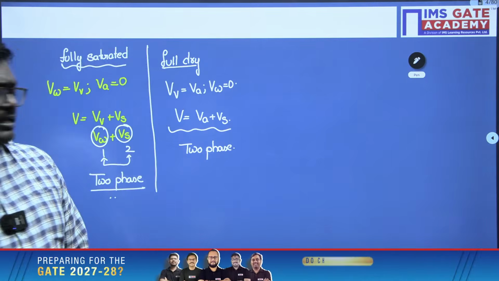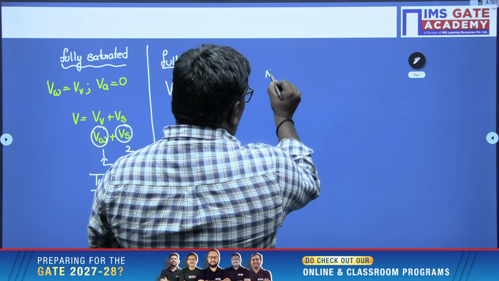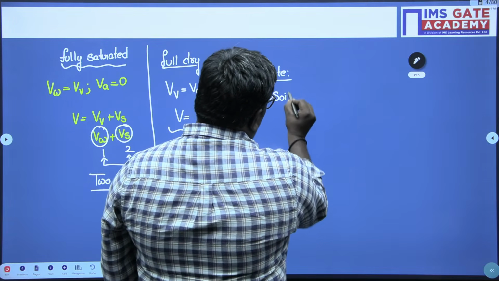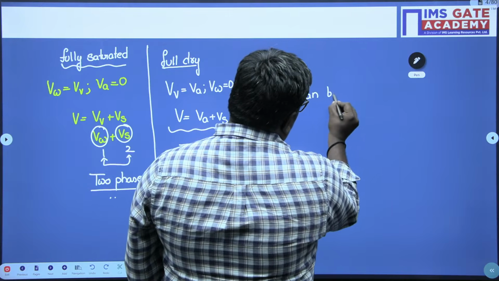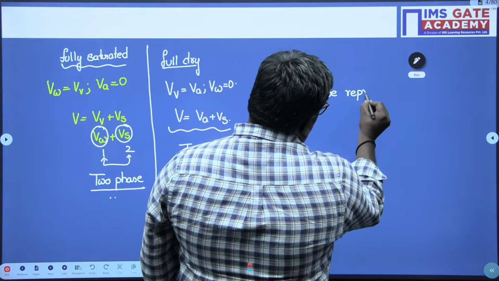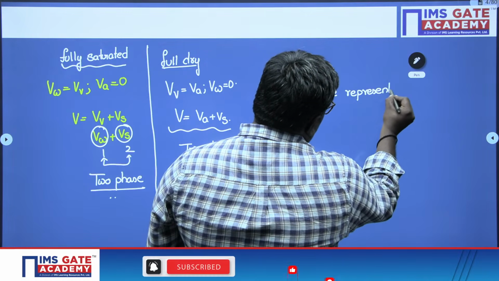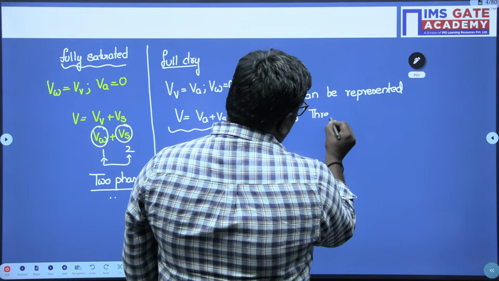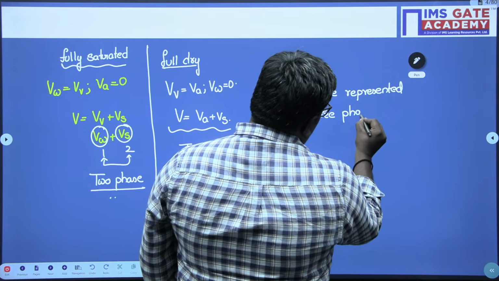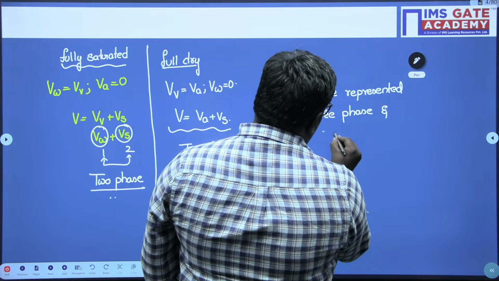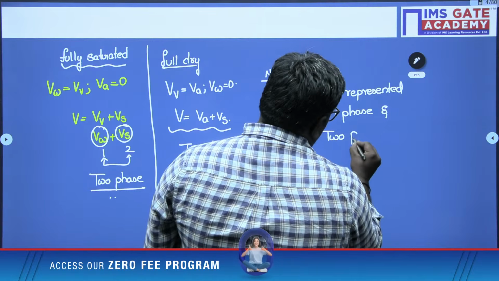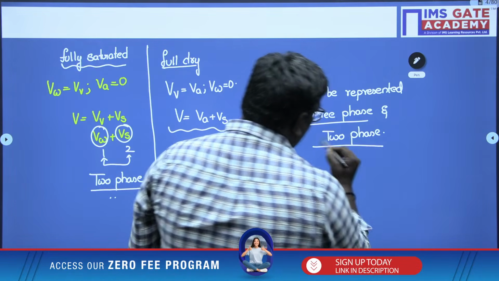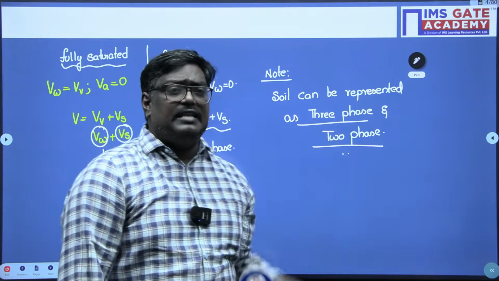So my dear students, the final conclusion here, the note point I would like to tell you is that soil can be represented as a three-phase and a two-phase system. How do you represent a soil, sir? A soil can be represented as a three-phase and two-phase. And where do you represent in three-phase, sir?